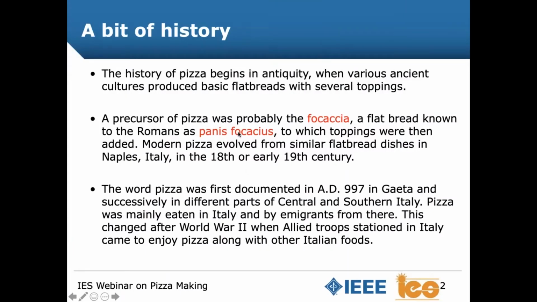So just for those asking where pizza is coming from, I have to tell you that the history of pizza begins many years ago, and the precursor of pizza was the focaccia, a flatbread known to the Romans as panis focacius. The modern pizza evolved from the flatbread dishes in Naples, let's say in the 18th or early 19th century. The word pizza was actually documented first more than 1,000 years ago in Gaeta, which is in the south of Italy.